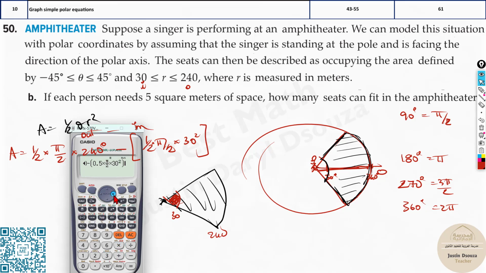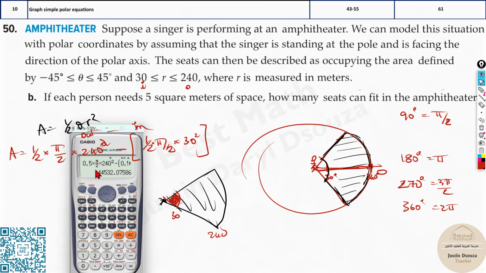See, now I had made a mistake over here. I had not put square after multiplying by 240. It's square. See, I've written over here as degrees. Please don't make that mistake in your exam. It's power 2. Now the answer would be 44,532.07 square meters. Now the thing is, each person requires 5 square meters, right?